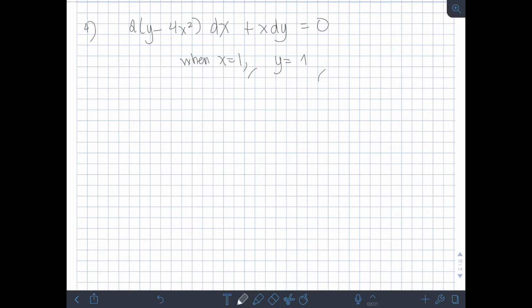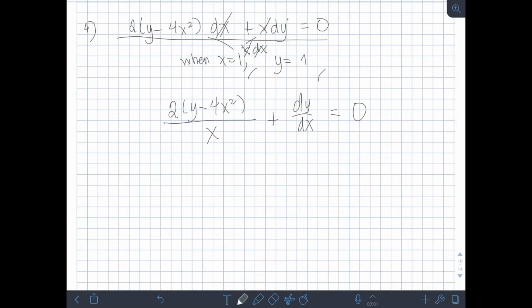So, try natin i-divide both sides of the equation by x dx para makakancel yung x dito, tapos magkakaroon tayo ng dy over dx. So, dito, pag distribute natin itong x dx, cancel si dx, magiging 2 times quantity y minus 4x squared over x plus, so this time cancel si x, tapos magkakaroon na tayo ng dy over dx is equal to 0 pa rin.